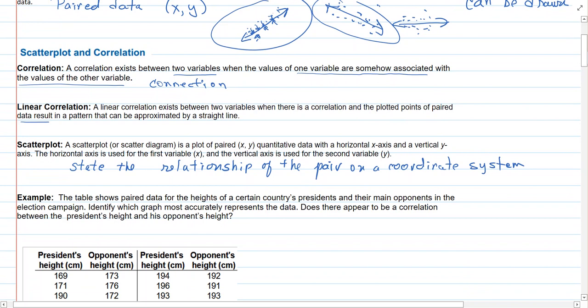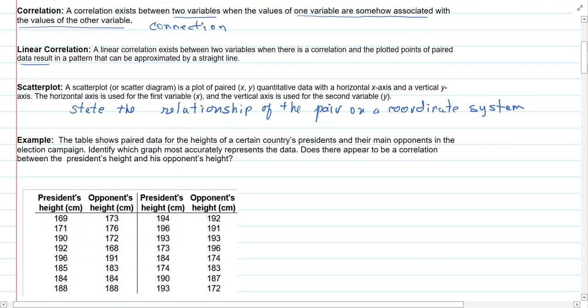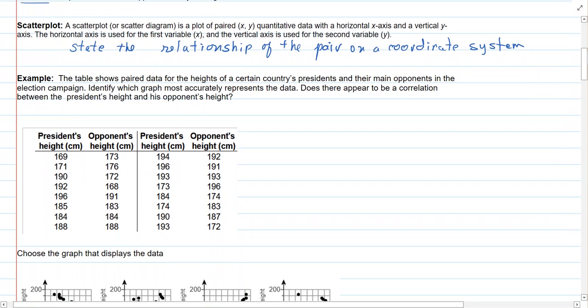Okay, so let's look at some examples here. We're going to be discussing first the scatter plots and what we think is happening with the data, a general understanding of that scatter plot principle. So here we have the heights of presidents and the opponent who is running against them, their height. So we're saying, in a particular election, the president's height versus the opponent's height. Now let's look at a few and see what we can glean from this.